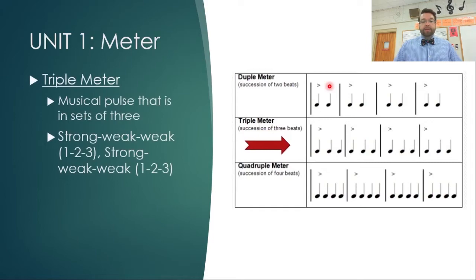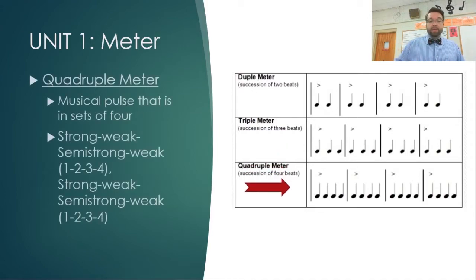Okay? Next is triple meter. That's the musical pulse in sets of 3, as we see indicated by the arrow here. There are groups of 3 notes, with the strong beat being on beat 1, a weak beat on 2, and a weak beat on 3. So it'll be strong, weak, weak, strong, weak, weak, 1, 2, 3, 1, 2, 3.